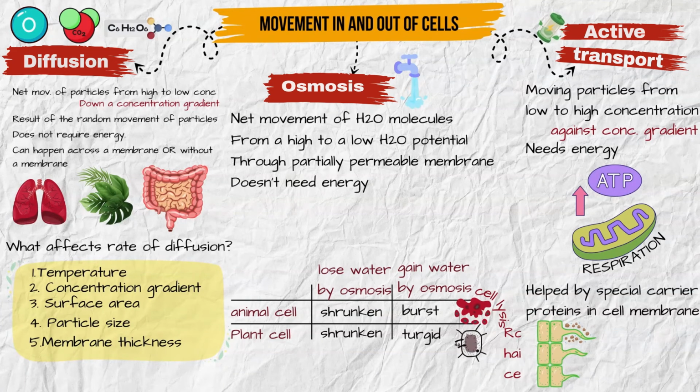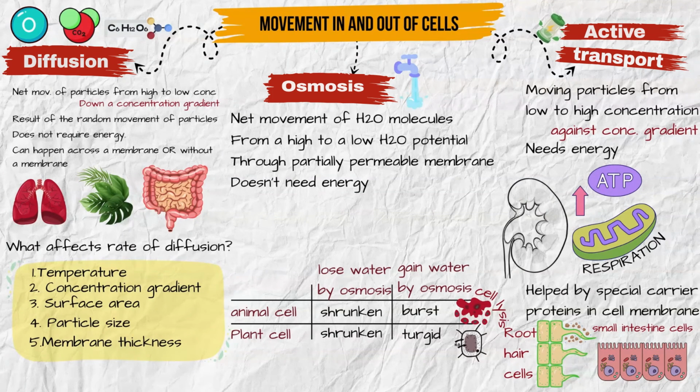Root hair cells in plants are a common example. They use active transport to absorb mineral ions from the soil. Other examples are the small intestine cells, and also the uptake of glucose by the epithelial cells of kidney tubules. For the exam, you only need to know the definition of active transport by its 3 items, and real examples of processes that use it.